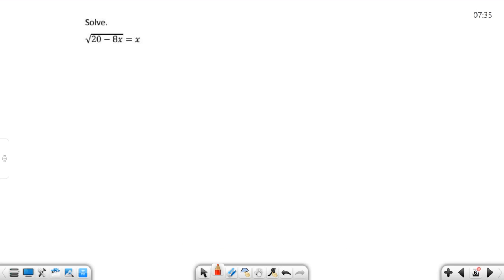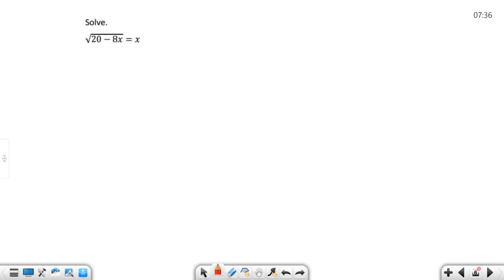So here, the square root of 20 minus 8x equals x. Here is our radical, right? And it's already on a side by itself, which is nice. We don't have to move things around. But if you have a radical, you treat it like it's x or y or z or m or w or whatever, and you get it by itself. You solve for it. Add, subtract stuff, divide stuff, whatever you have to do.